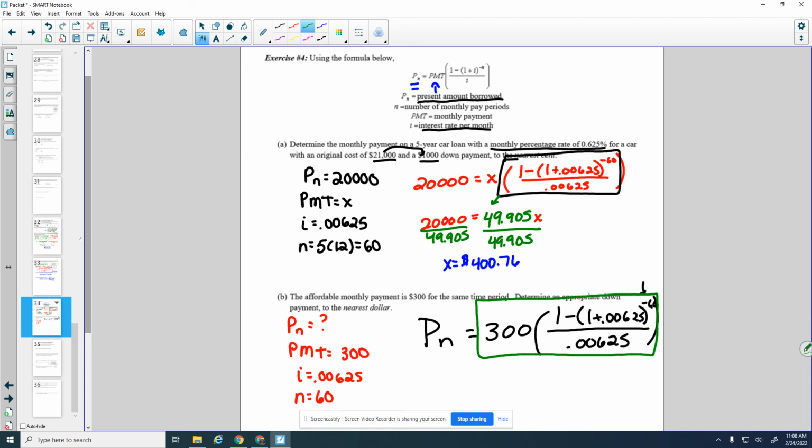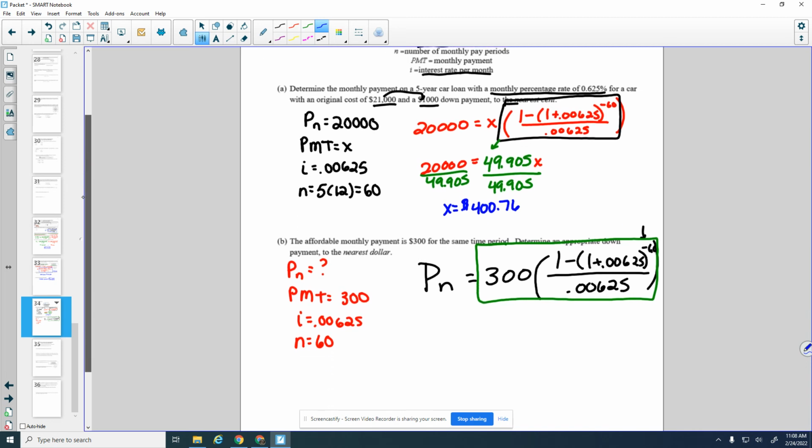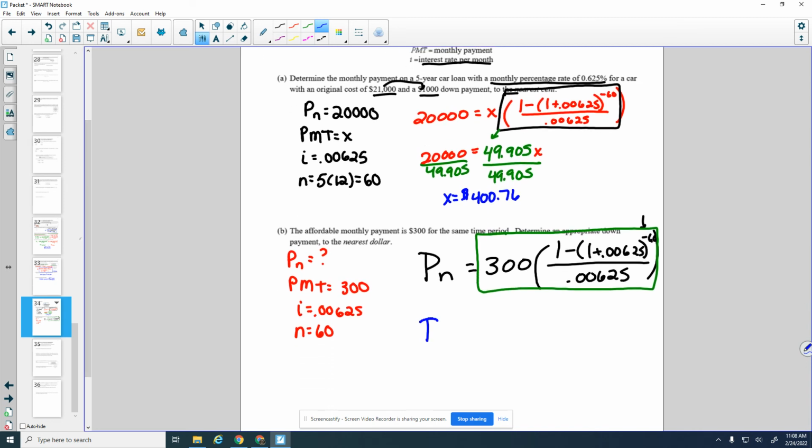So I would type all of that in, and I would get that P sub n, the amount that I can afford to borrow, is $14,971.59. So this is the amount you can afford to borrow.